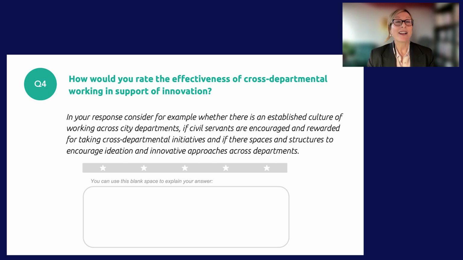Question 4 asks you to rate the effectiveness of cross-departmental collaboration in supporting innovation at your urban authority. You can reflect on whether there is a culture of working across city departments, or if civil servants are encouraged and rewarded for cross-departmental initiatives, or even whether there are spaces and structures to foster ideation and innovation across departments.